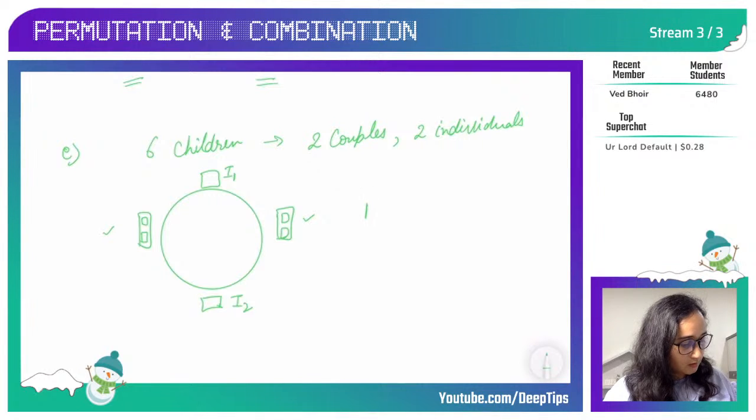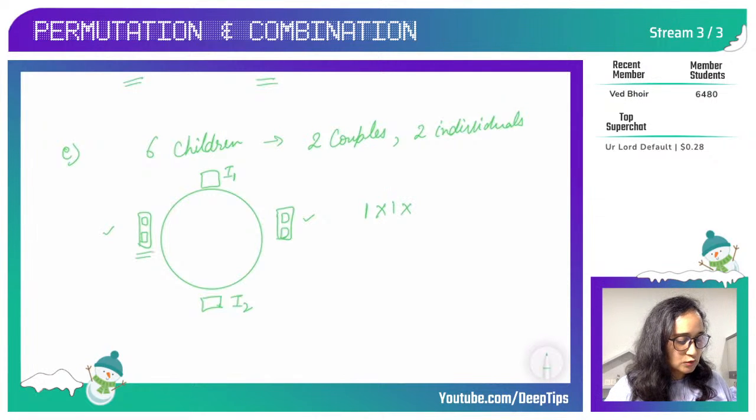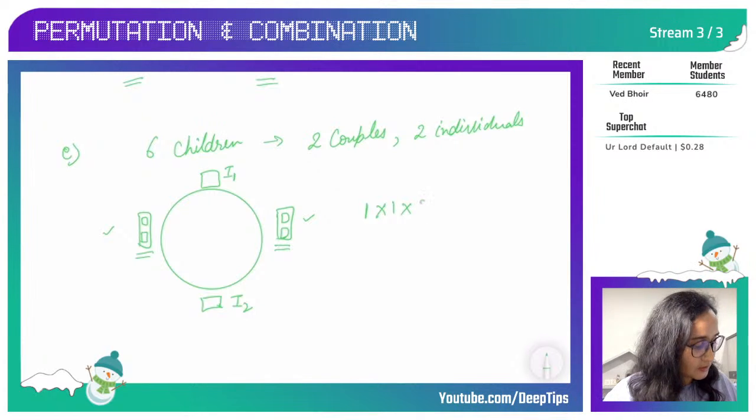So how do I do this question? I will fix a place for my individual 1, right? Then now these 3 places are left, but I know that this individual, second individual, is not going to sit adjacent to I1, correct? So he is left with 1 place only. So these two have only one option to sit on, and my couples, they can switch their places in how many ways? In 2 factorial ways. So I can write here 2 factorial.